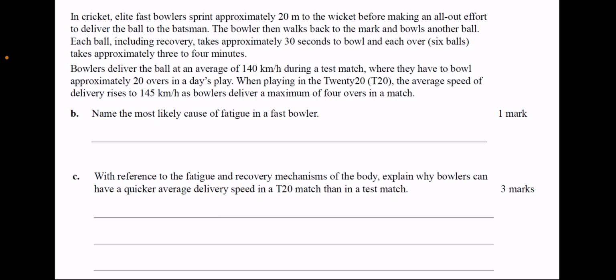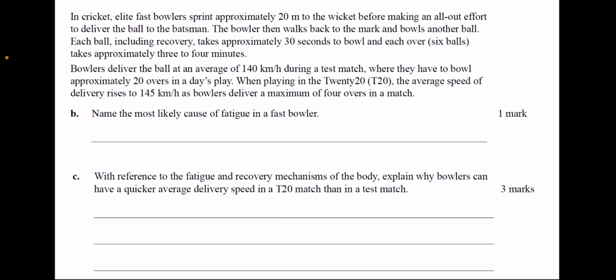Each ball, including recovery, takes approximately 30 seconds. So a 20-metre sprint, bowl the ball, walking back, 30 seconds in total. Each over of 6 balls takes approximately 3 to 4 minutes.